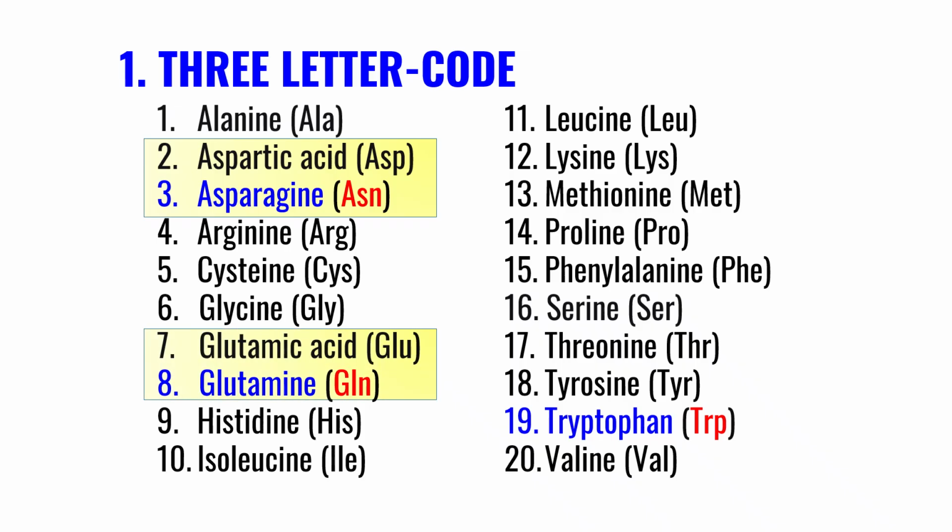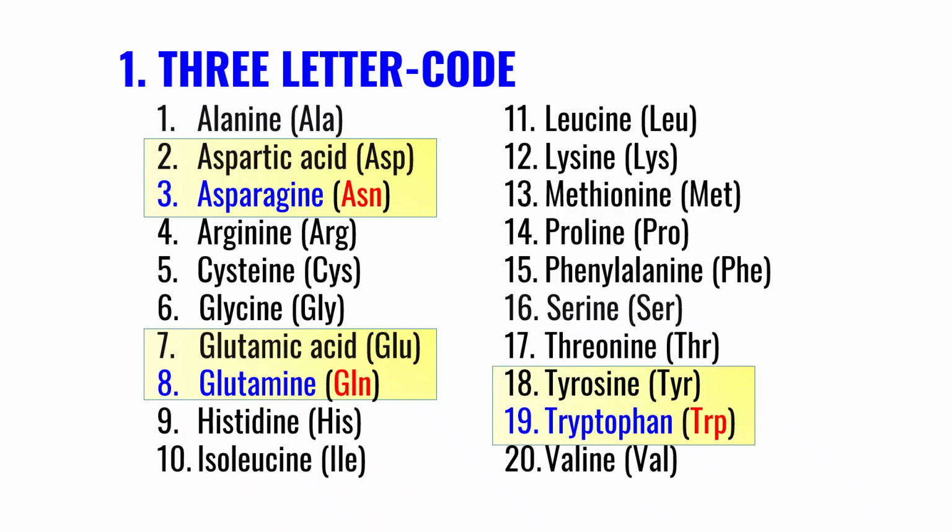The next group is glutamic acid and glutamine. Glutamic acid and glutamine both have the same first three letters. Therefore, you cannot assign GLU for both. So GLU has been assigned to glutamic acid, whereas GLN is for glutamine.